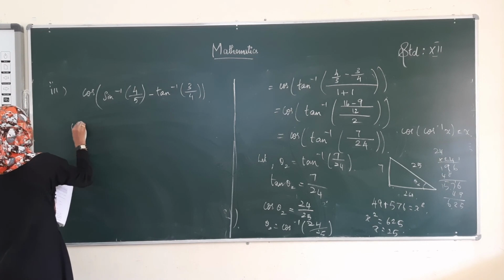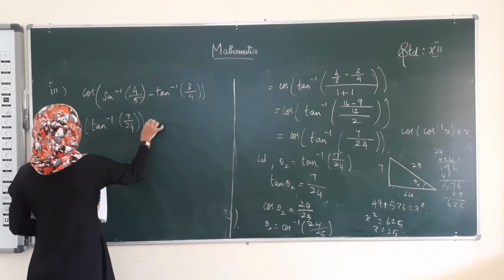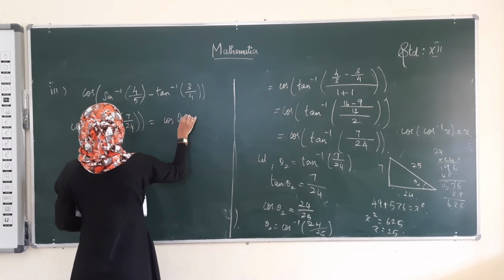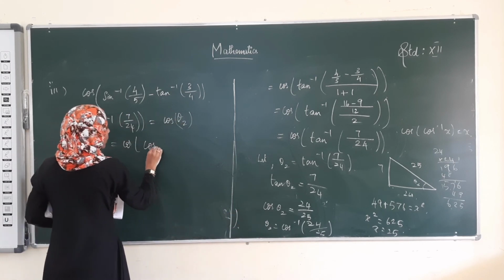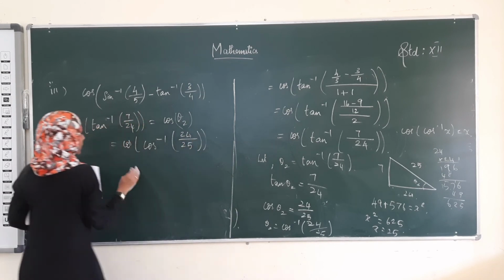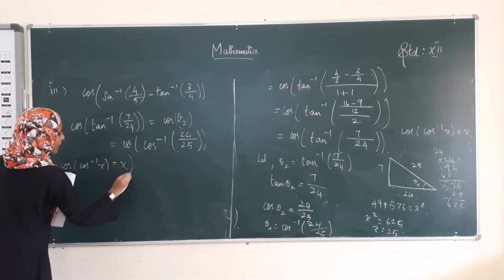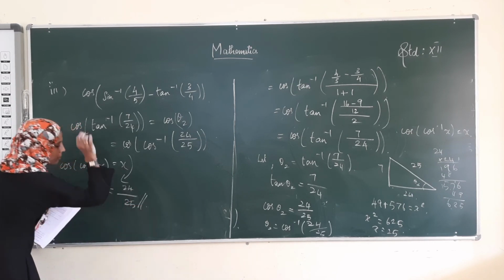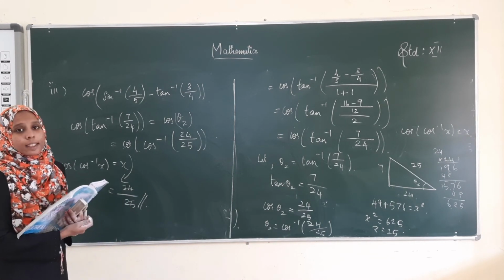This can be written as cos of tan inverse of 7 divided by 24. So what we took? Theta 2 as tan inverse of 7 by 24 is equal to cos of theta 2. Instead of theta 2, we have found cos inverse of 24 divided by 25. So by the property cos inverse of x is equal to x, we can write it as equal to 24 divided by 25. This is the answer. 24 divided by 25 is the answer. Hence we have completed this exercise 4.3.